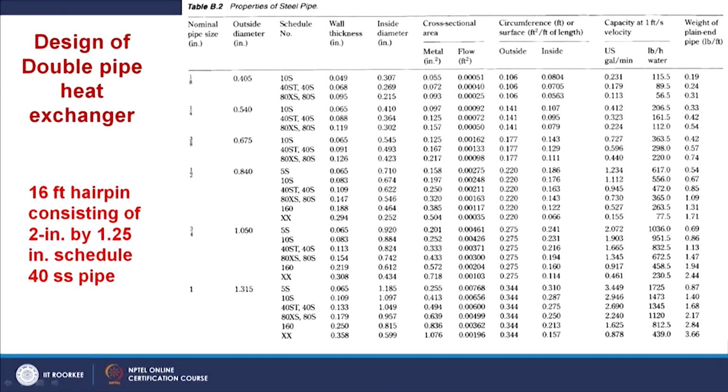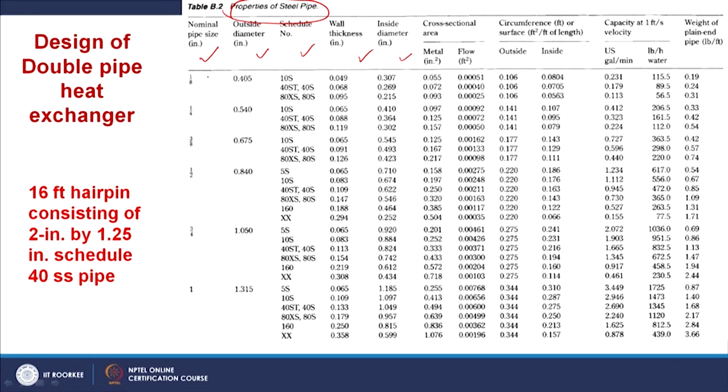Okay. So, how can I choose the correct DO or DI? To choose that, we will discuss the pipe table in detail. If you see here, I have the pipe table where properties of steel pipe are shown. This is table B2, again from R.W. Serth's book, appendix B, which you can refer to. Here I have nominal pipe size, outer diameter, schedule number, wall thickness, inner diameter and so on.